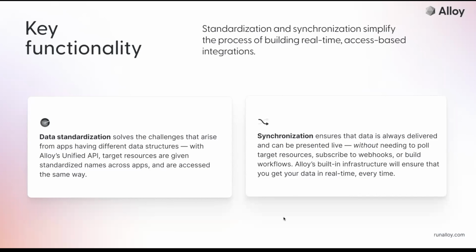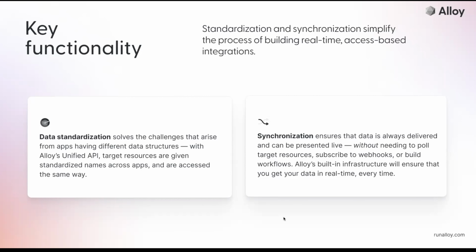So first off, we have data standardization. This is probably the most basic thing, right? So we take all the data from all the different sources. For example, in commerce, we'll say Shopify, BigCommerce, Magento, WooCommerce. We standardize that in a single model, in a single schema. And then we present that to you so that you can tap into one API and access many at the same time.